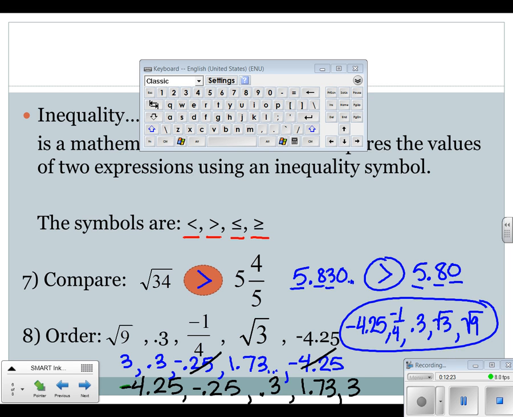So what helps us to do that is to put them all in the same form. Remember, the bigger the negative, the smaller it is. Looking at parts of wholes and wholes to help us order.